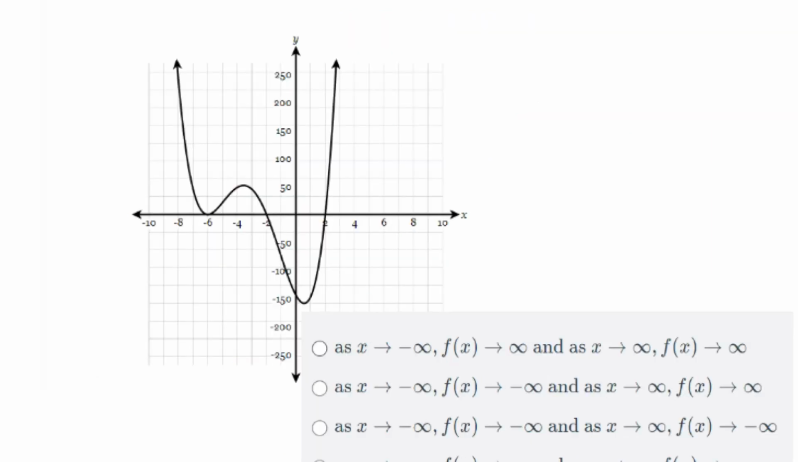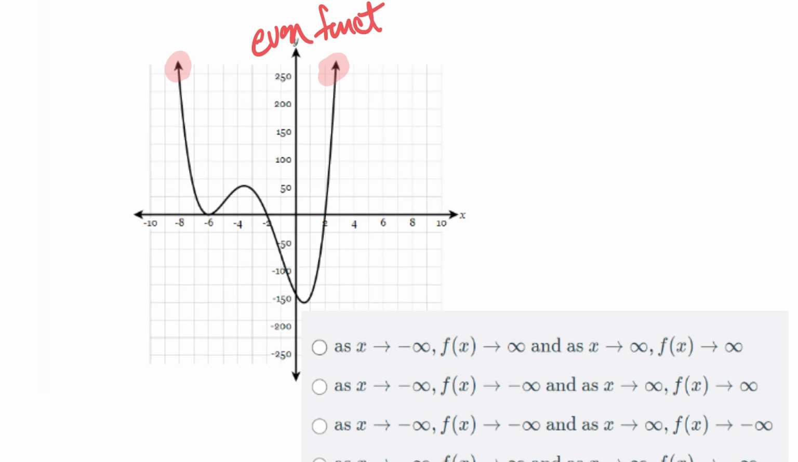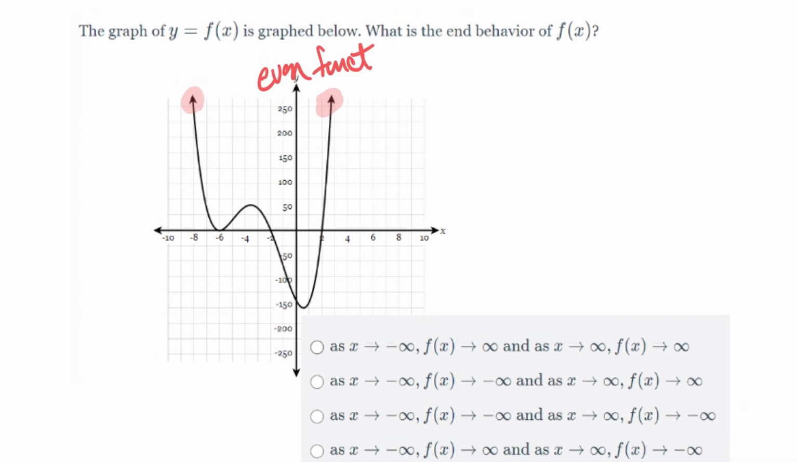Nextly, we're going to talk about the end behaviors. The end behaviors are really not generally what's difficult. It's very easy to see that this function is leaving through the top like it's supposed to. And since the other side is doing exactly the same thing, we know that this is an even function. But this is asking about end behavior. And what end behavior is: as this function reaches left, what is it doing? And as it reaches right, what is it doing?